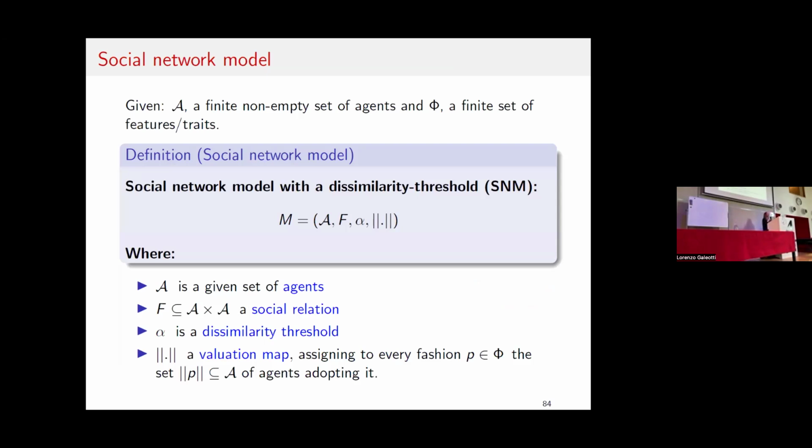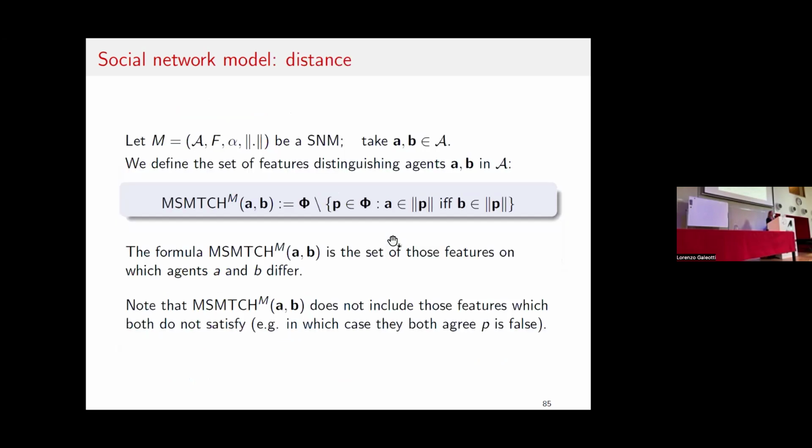Let me tell you a little bit about how these updates work, and then I will have to come to the end of the tutorial. So here I have a social network just as before. I have agents, they have friends, there's a friendship relation. But now a different type of threshold is the threshold alpha that tells me when agents are similar or not similar, an evaluation map. And then what you want is, in the language, to determine how similar agents are given the set of propositional formulas that are the case.